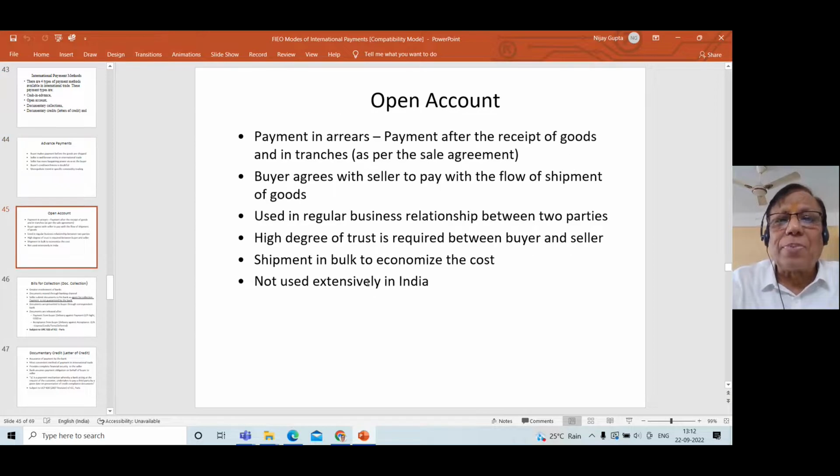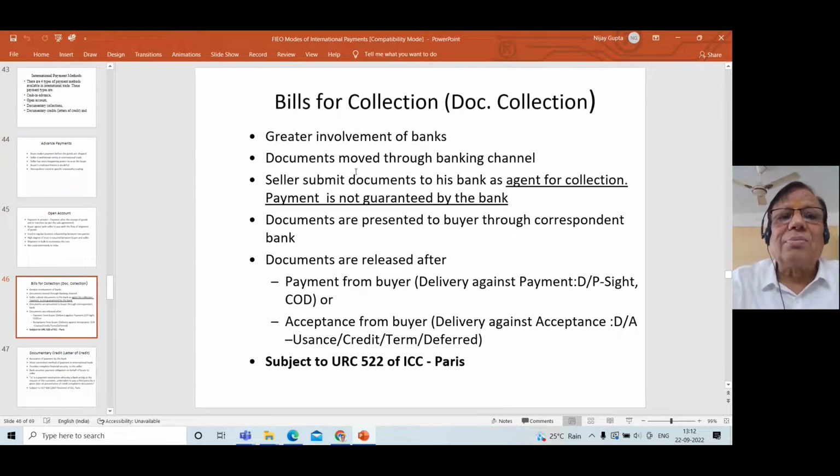In documentary collections, the documents are sent on a collection basis, with the help of banks, which collect the money. Generally the documents are presented through a correspondent bank of both the seller and the buyer. Payments are generally on two bases. One is delivery against payment, called DP at sight, or COD, cash on delivery. The other is delivery against acceptance from the buyer, also known as DA, or usance, credit term, or deferred.